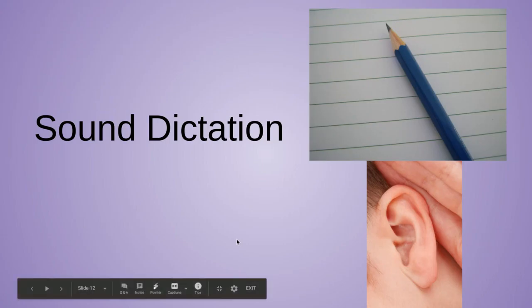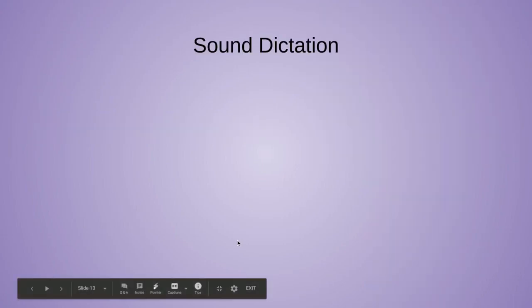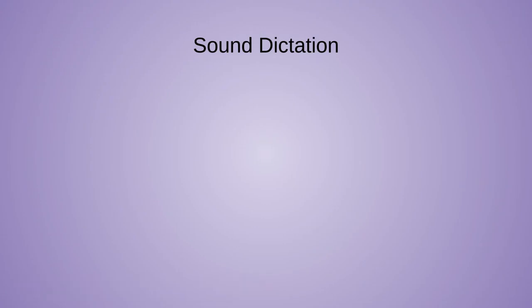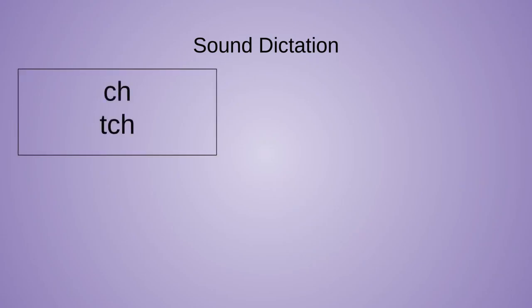Ready? The first one is the sound ch, and there are 2 ways to spell the sound ch. Let's do this one together. You could spell ch using the letters CH and TCH. And there they are, up on the screen. Those are for the sound ch.